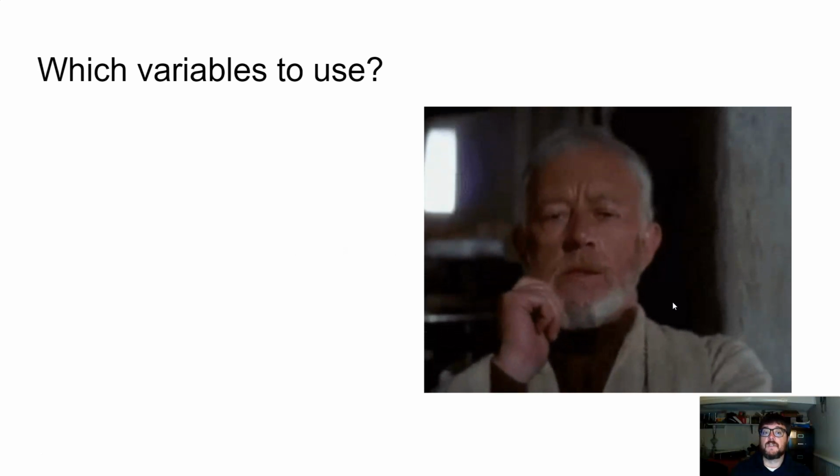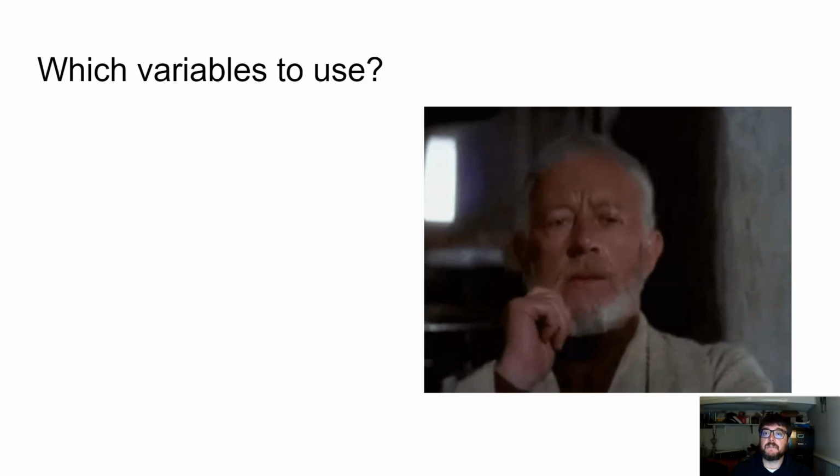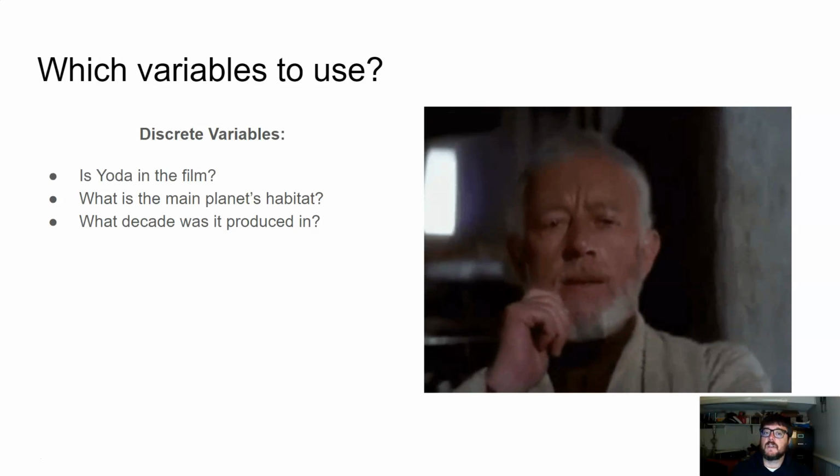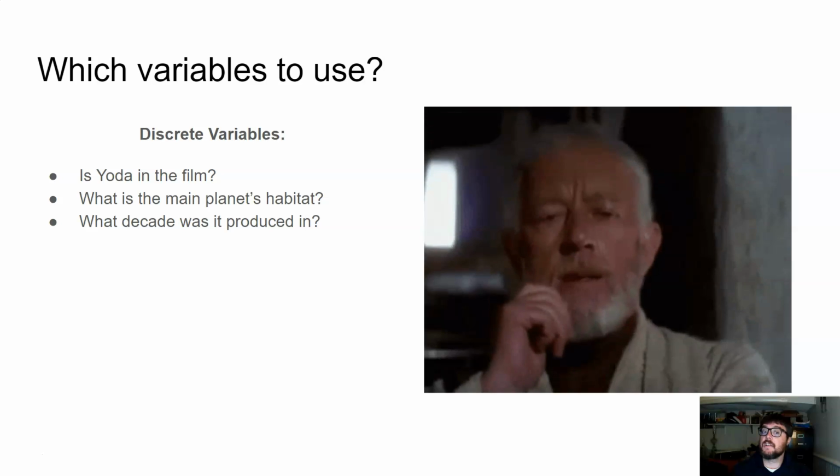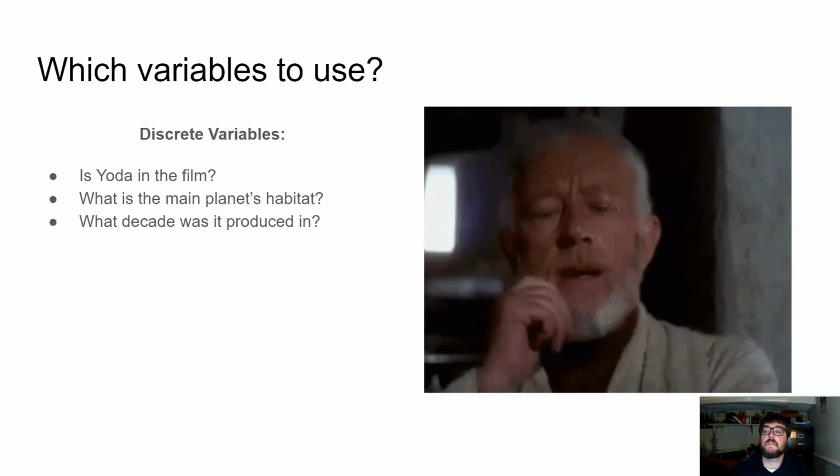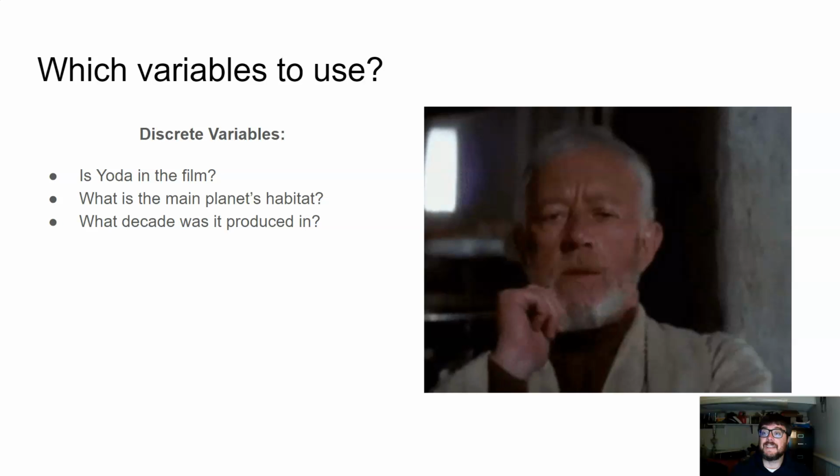So to try and make this a little bit more believable, I'll use an example from Star Wars. So the first thing we have to think about when we're doing a hypothetical like this is what variables to use. So I'm going to list here 3 possible discrete variables. One variable that's discrete is: is Yoda in the film? It's a yes or no, right?